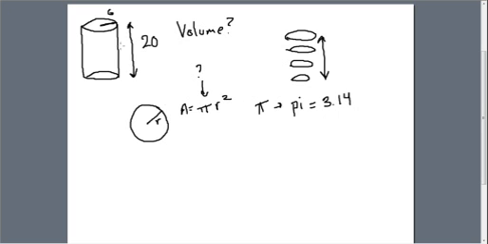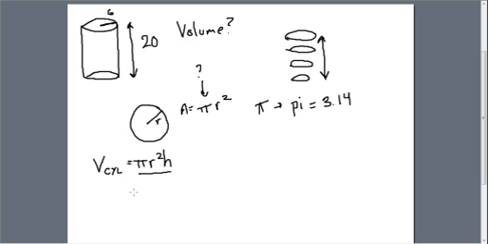So going back to our cylinder, we know that a cylinder is just a stack of circles, and we know that the area of a circle is just pi r squared. So the volume of a cylinder is just the area of the circles, pi r squared, multiplied by the height, which is h. That's the volume of a cylinder.